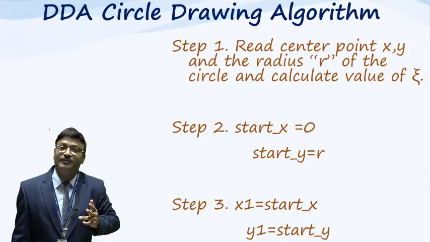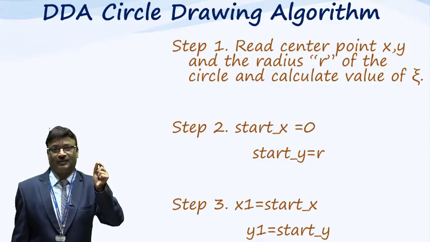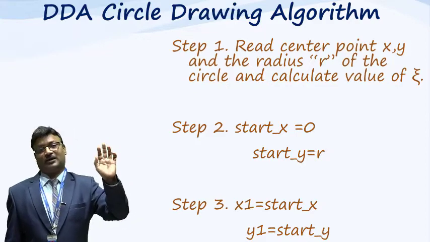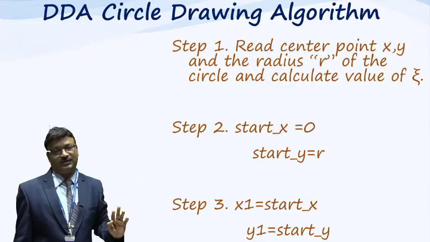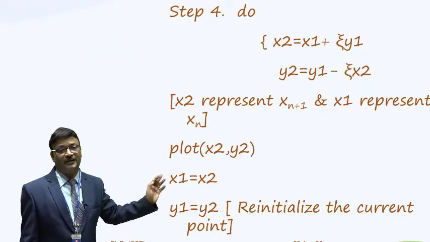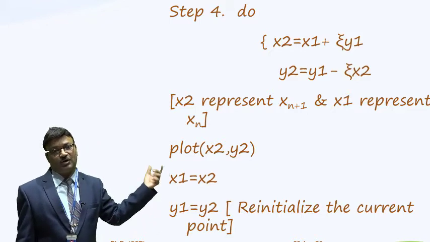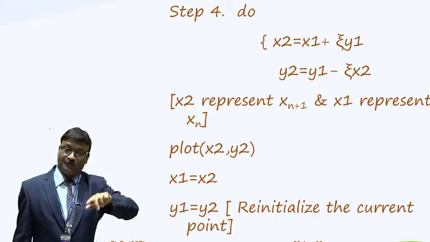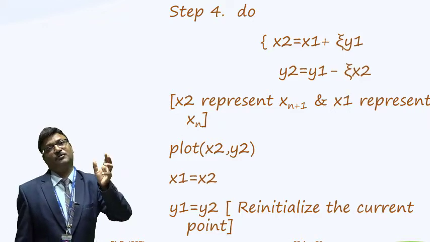If you start anywhere, it is not going to work, so that's why I have considered 0. Suppose I am starting with start x as 0, and then I have considered start y as r. Now in step 3, I consider x1, y1 as my start x, start y. Now proceed to step 4, the do while loop, where x2 is x1 plus epsilon y1, and then y2 is y1 minus epsilon x2.